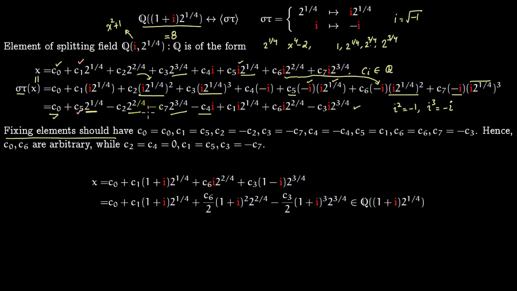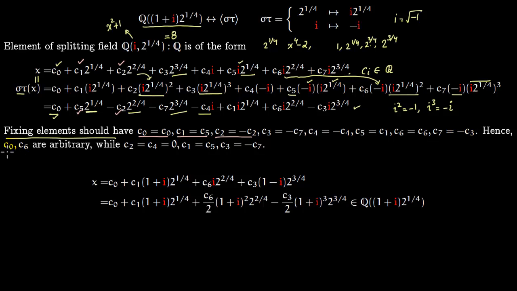You have C1 has to be equal to C5, so C0 is C0, C1 has to be equal to C5, C2 has to be equal to negative C2, C3 has to be equal to negative C7, C4 has to be equal to negative C4, then C5 has to be equal to C1, C6 has to be equal to C6, C7 has to be equal to negative C3, and that's it.